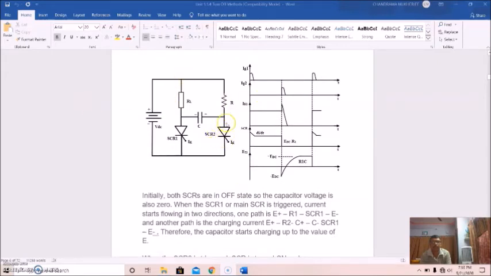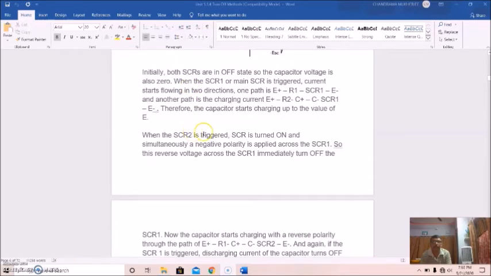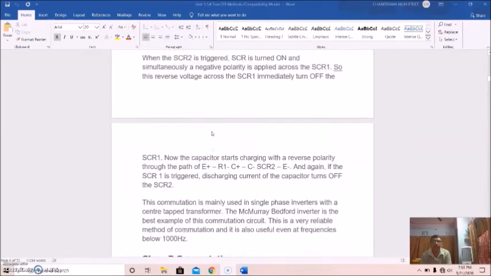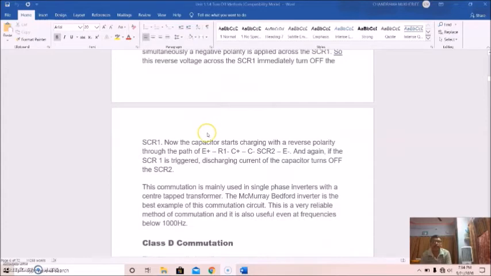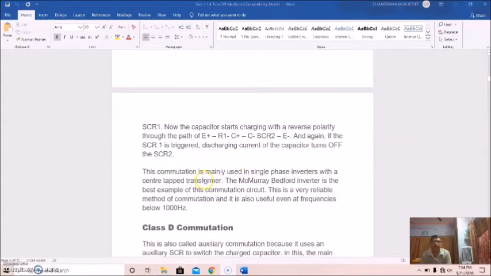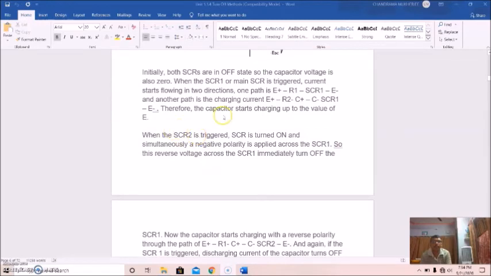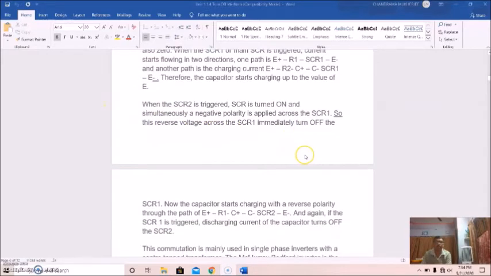when this is triggered on, this is one part, and another part is this. Now if SCR1 is turned on, the capacitor's this part is slow, now come to this point. When the SCR2 is triggered, this SCR is turned on, and simultaneously negative polarity is applied across the thyristor 1. So reverse voltage across thyristor 1 immediately turns off the thyristor 1.